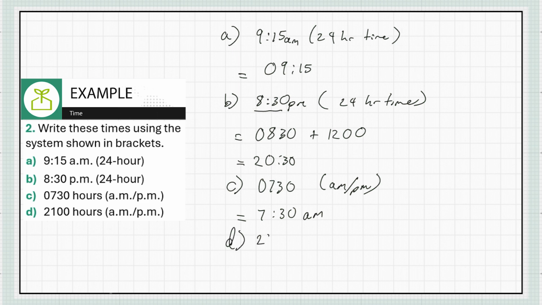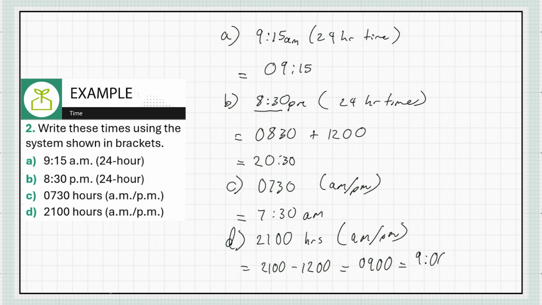Alright, for D we have 2100 hours, and they want it in AM, PM. This one's a little bit different, so to do this, what we're going to do is take away 12 hours. So we're going to do 2100 minus 1200. Right? So 2100 minus 1200 is going to be 0900. And that is just going to be equal to 9 PM.